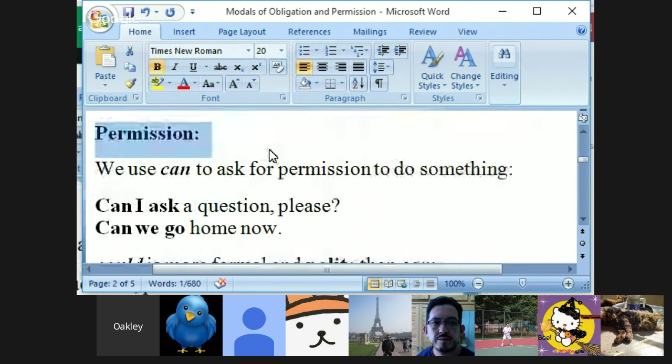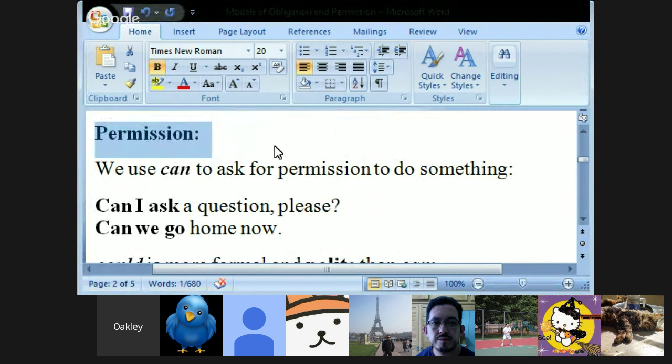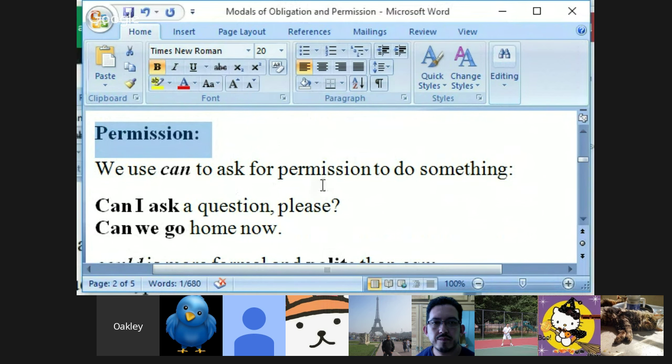Moving on, our next area to look at is permission. It's very common to use can for permission. Can I ask a question, please? Can we go home now? Whoops. Obviously, that needs a question mark.